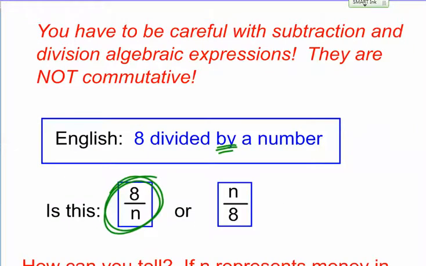So be careful with division. They're not commutative. 8 divided by a number means 8 over n. So "divided by" means that n is in the denominator. So if I had 8 billion euro and I were going to spread it out equally amongst the shareholders, my stockholders of my company, it would be 8 billion euro divided by the number of stockholders I have.